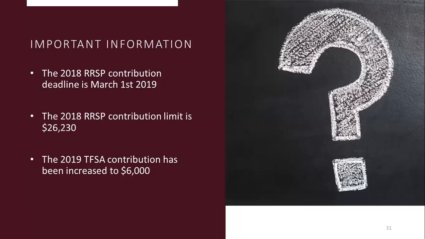Well, that's it, folks. But before we go and open up for questions, here's some important information. The 2018 RRSP contribution deadline is March 1st, 2019. The 2018 RRSP contribution limit is $26,230. And as an aside, the 2019 tax-free savings account contribution has been increased from $5,500 to $6,000.